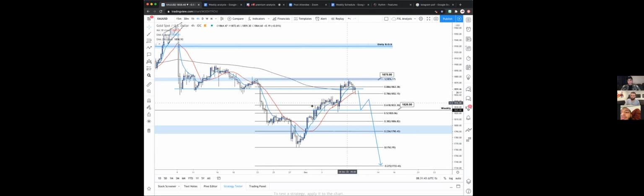This would be the right shoulder. This would be the left shoulder. This would be the head. Could see a nice little setup on this play out, okay?